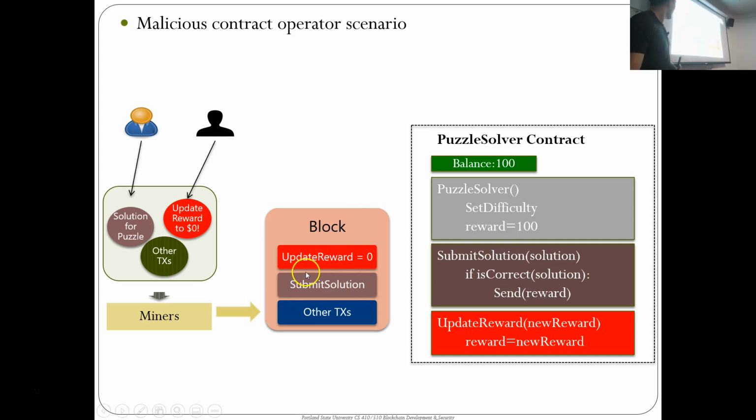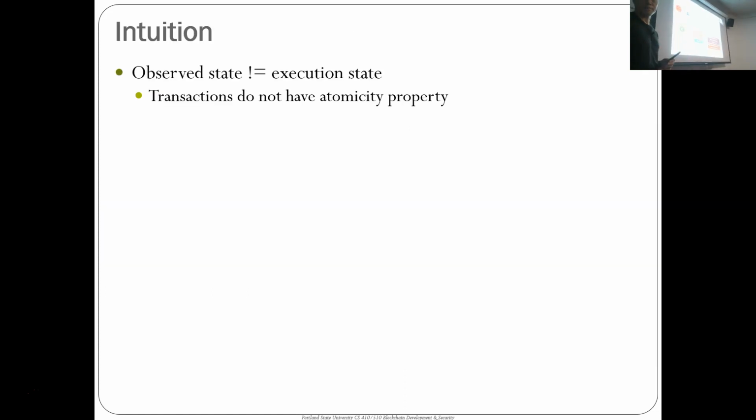And of course, if the gas is higher, you will execute the higher transaction first. So you make the gas price higher than what the solution has, and then you update the reward first, and then the submit, and that sets the balance to 0, and then your submit solution sends nothing back to the solver. All right, so that's another scenario of this happening.